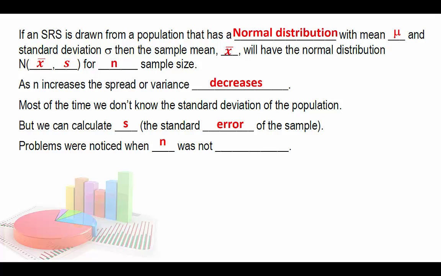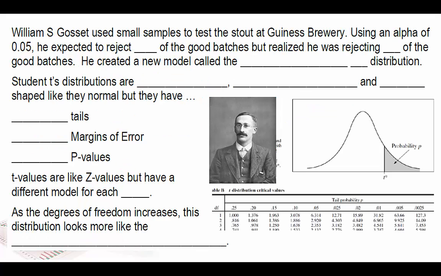Problems were noticed when n was not large, and so this takes us to Ireland and William Gossett, who worked at Guinness Brewery. In case you didn't know, Guinness is a very famous Irish beer. He was using an alpha of 5% to reject batches. So 0.05, he says, okay, I'm going to do my confidence interval, and 5% of the time I'll accidentally reject a good batch. But he realized he was rejecting 15% of the good batches, which for a beer company is not good when you're throwing an extra 10% of good beer away.